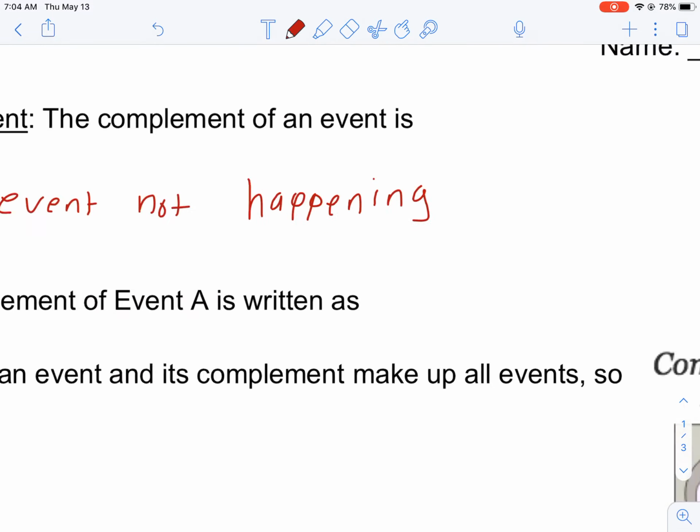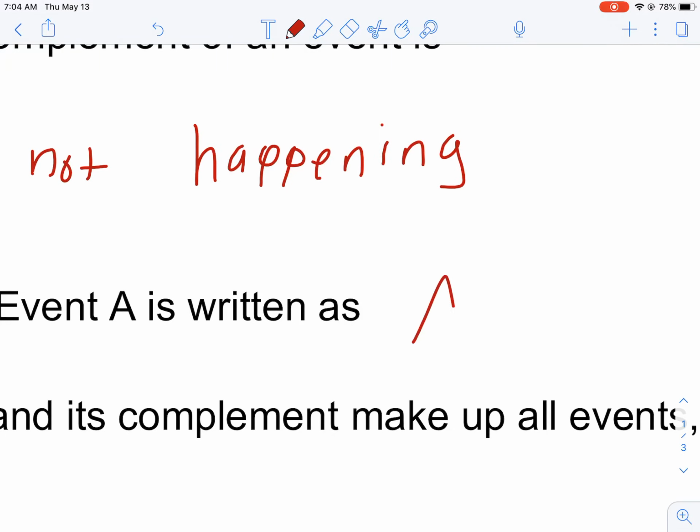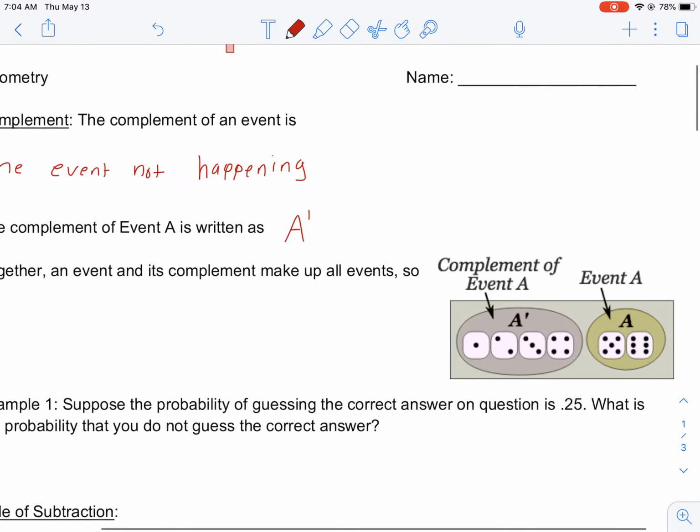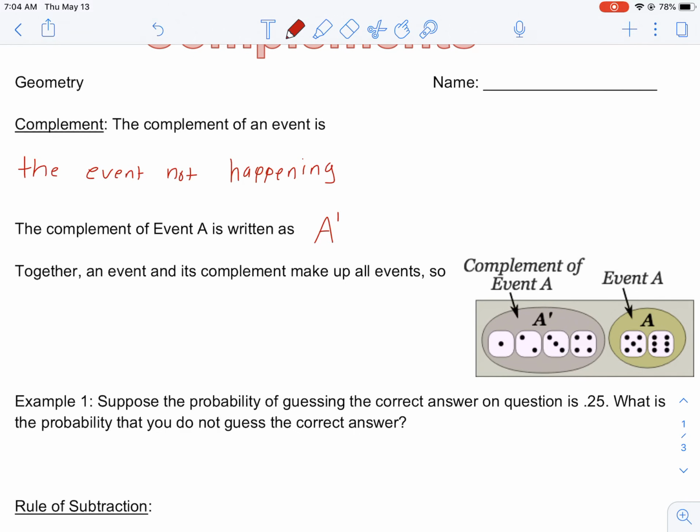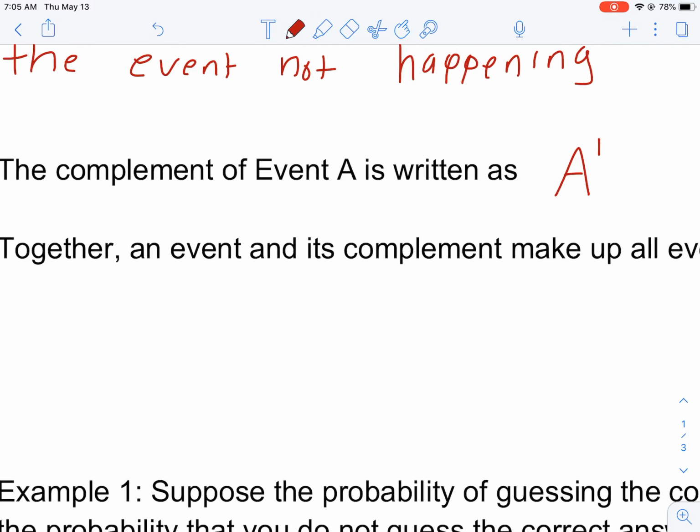The way that we write this is the complement of A is A prime. Nothing fancy. What's cool about this is that the complement and the event make up all possible outcomes, because either something happens or it doesn't happen. This isn't quantum physics, so we know that A plus A prime equals 1. And because we know that, we can answer questions.